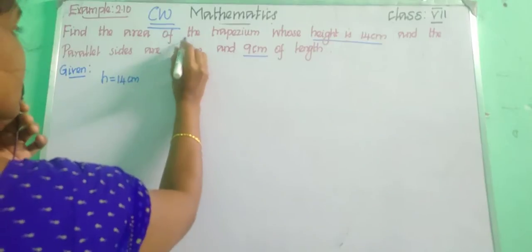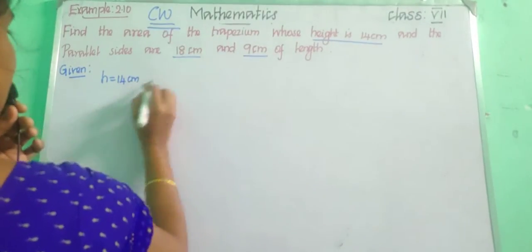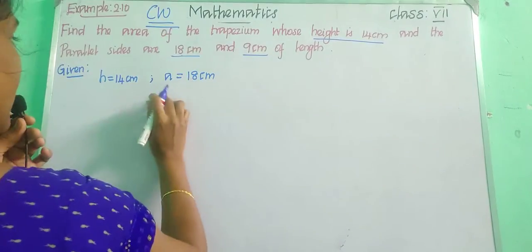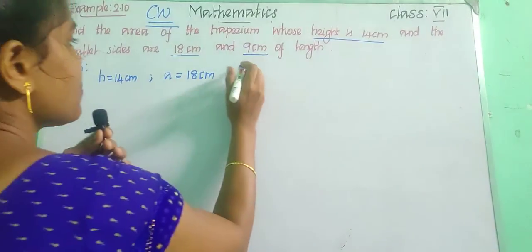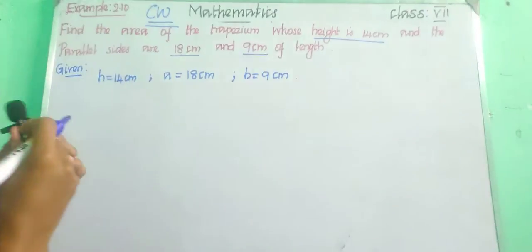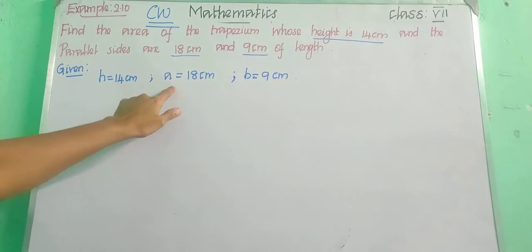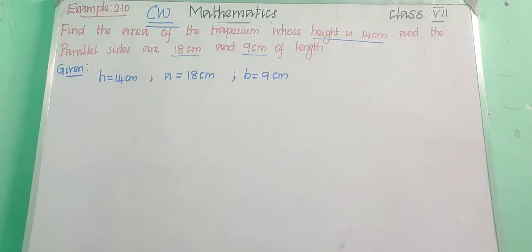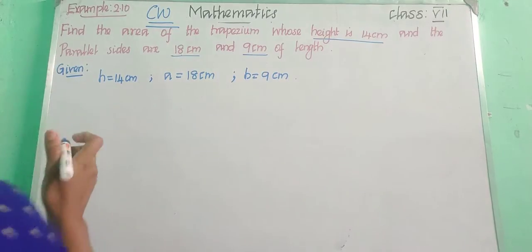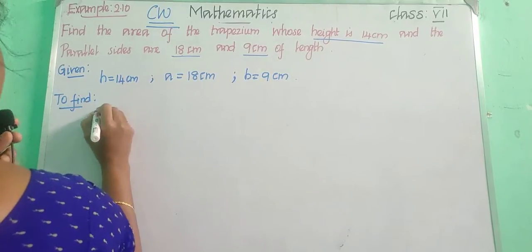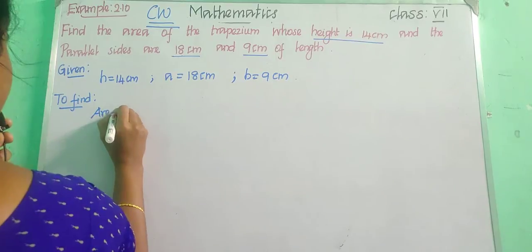So the longest parallel side we will take as a. So a equal to 18 centimeter and b equal to 9 centimeter. Children, height is given, the longest parallel side a is given and the shortest parallel side b is given. Now we are going to find the area of trapezium. So what we need to find? We need to find the area of trapezium.